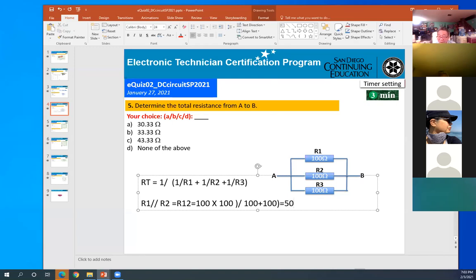Okay, then now R3 will be in parallel with R1,2. So the formula will be equal to R3 times R1,2, divided by R3 plus R1,2.